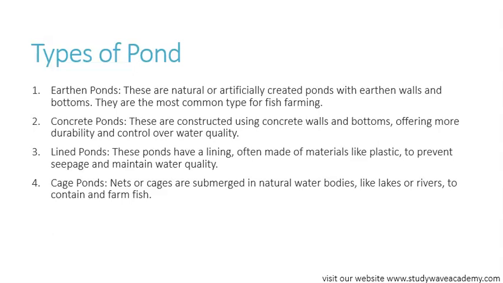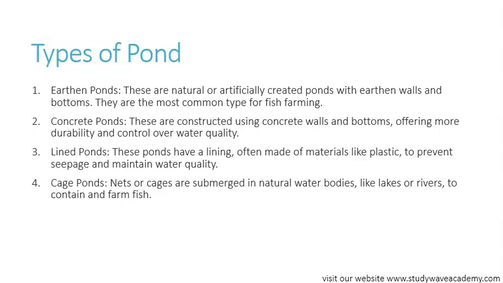Cage ponds. Nets or cages are submerged in natural water bodies like lakes or rivers to contain and farm fish. So nets in natural water bodies to farm fish. So these are the types of ponds we have: earthen ponds, concrete ponds, lined ponds, and caged ponds. Okay?